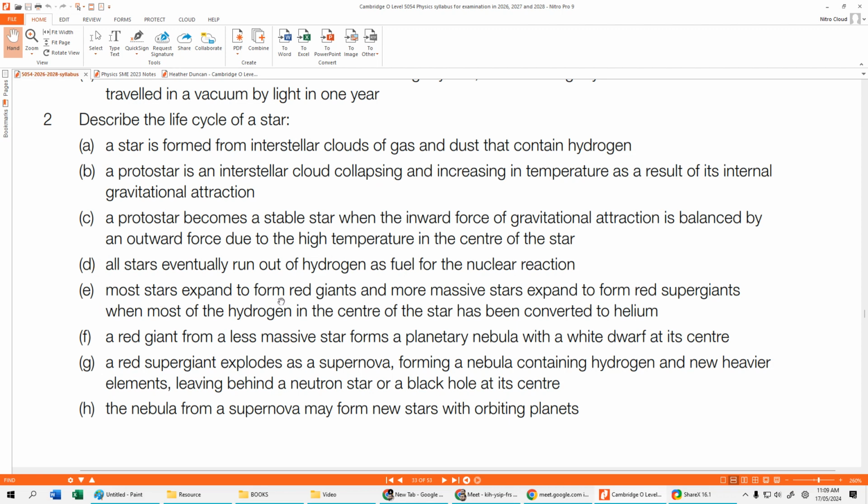Most stars expand to form red giants, and more massive stars expand to form red supergiants when most of the hydrogen in the center of the star has become converted to helium. এখানে একটা জিনিস খেয়াল করুন, ইম্পর্টেন্ট ওয়ার্ডটা হচ্ছে এটা, expand. Now key question, why would the stars expand? I wanted to understand this thing.